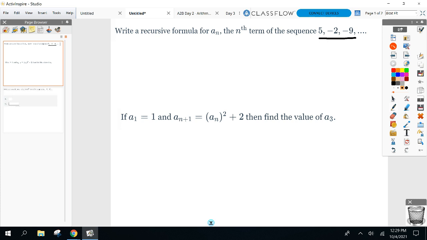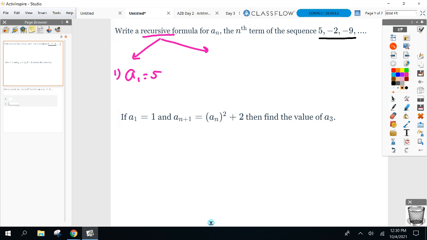Anytime it does ask for a recursive formula, we're looking for 2 parts, if you remember. First part's the easiest. What am I looking for? First term. How do I write that in notation? I can't write "first term equals." I don't want to write out the words. How do I write it? A1, or I can do F(1) in parentheses, remember? Equals 5. So that's got to be your first part.